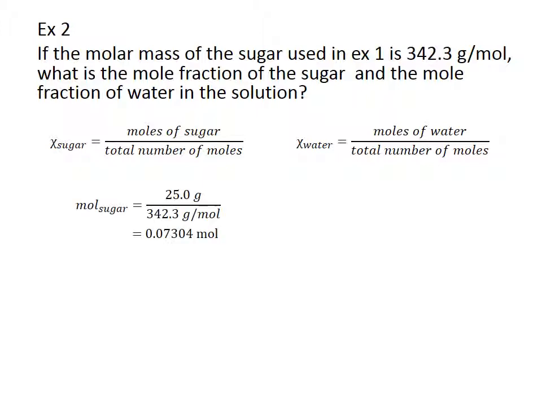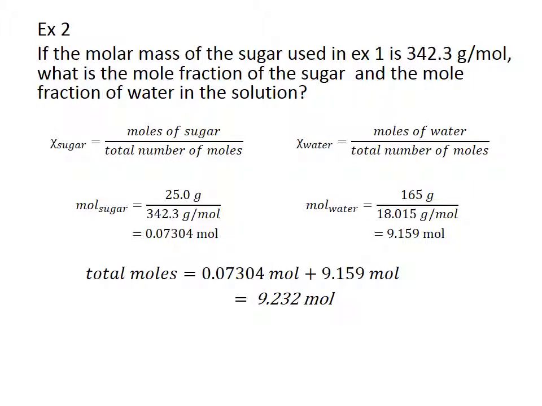So to find our moles of sugar, we take our 25.0 grams and divide it by its molar mass. So that gives us the number of moles. So here we have our number of moles of sugar. We do the same thing for water, and we calculate our number of moles. So we have our individual number of moles. Now we need to find our total number of moles. We're going to add these two numbers of moles together.